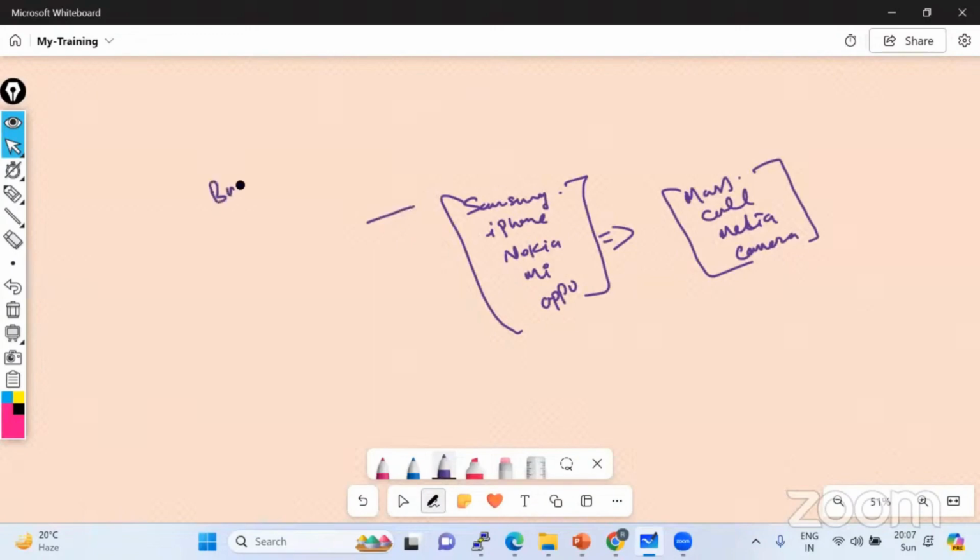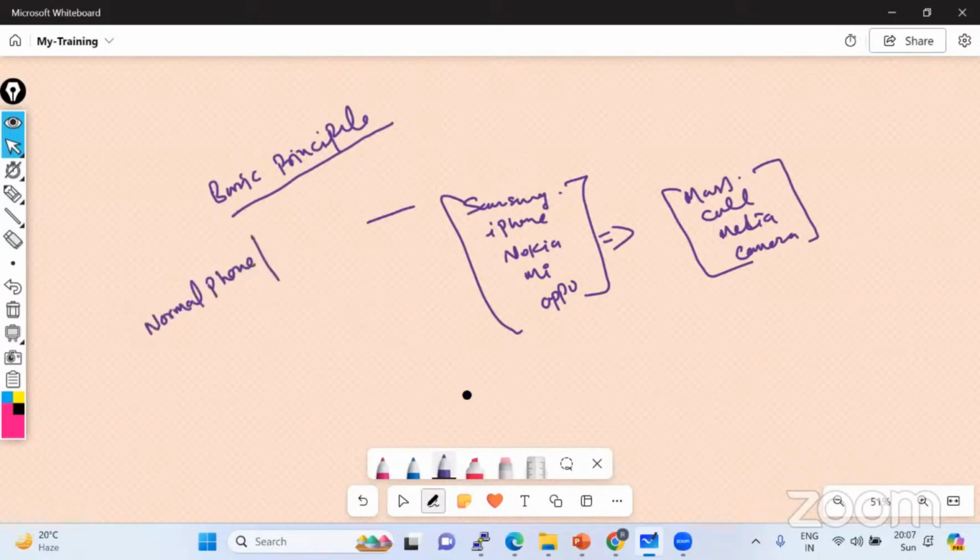So if I talk about the basic principle of these mobile phones, earlier these mobile phones were known as normal phones, right? Normal phones, and then they were replaced with the smartphone, right? So what is the key difference technically when we talk about the normal phone versus the smartphone? In normal phones, basically we have some key features.